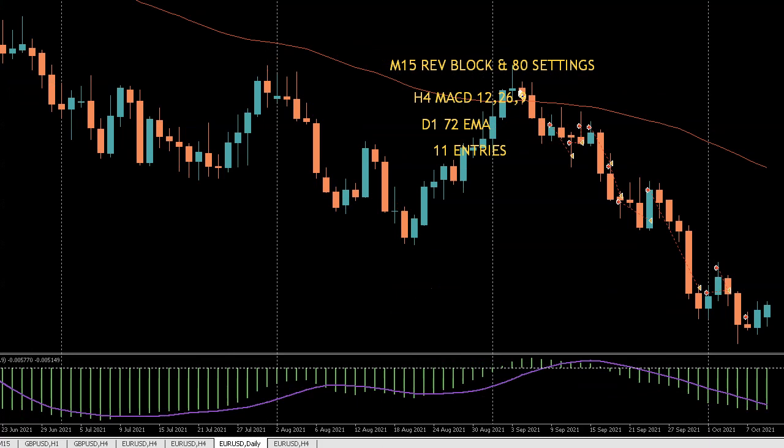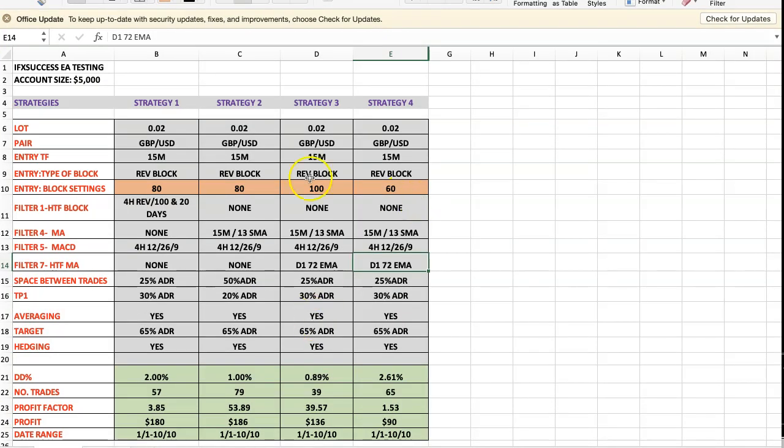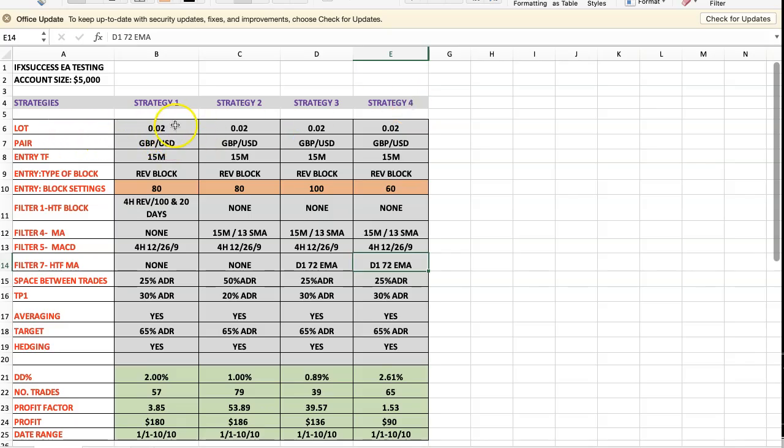So now let's take a look at some settings in here, some different strategies that I have used on the EA that you can do on your own as well, so you can have an idea of what is going on. Over here, we have different types of strategies, strategy 1 to 4. We use a lot size of 0.02, and I used the pair GBP/USD, and the entry time frame was 15 minutes on every single strategy. We also used the reversal block for every single one of them. What I was playing around with was the block settings, 80, 100, and 60 over here.